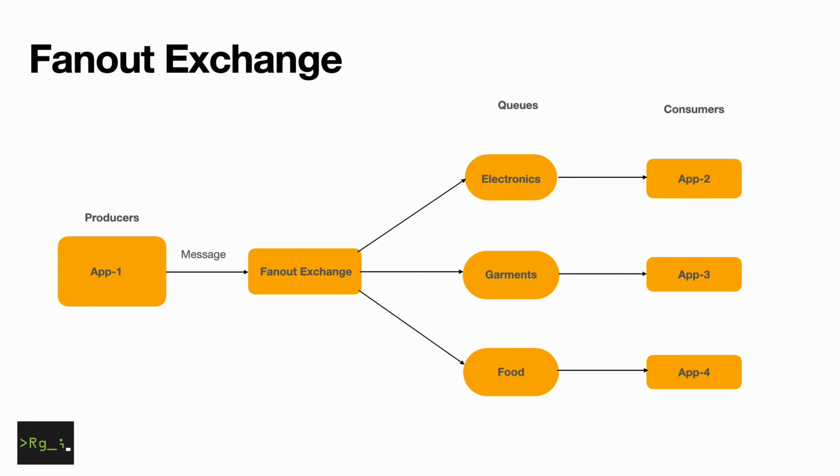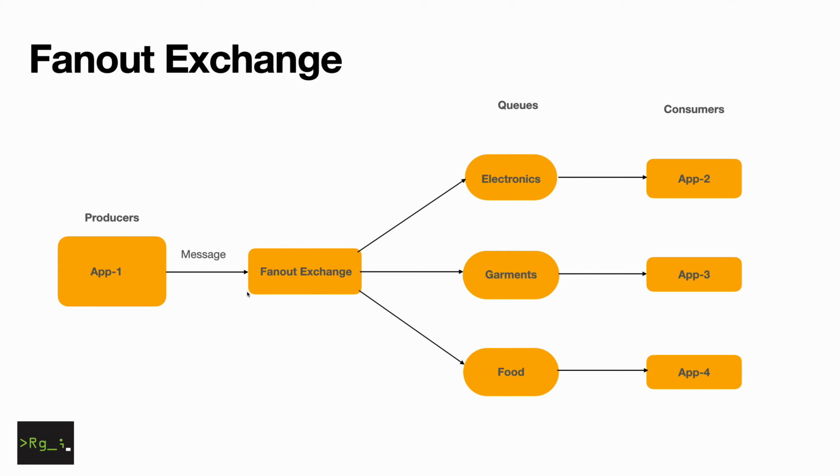Today we will understand one more exchange type, that is the Fanout exchange. So this is our setup. We have an application called producer. We have an exchange, that is our Fanout exchange. We have queues associated with the Fanout exchange, and we have consumers associated with the queues.